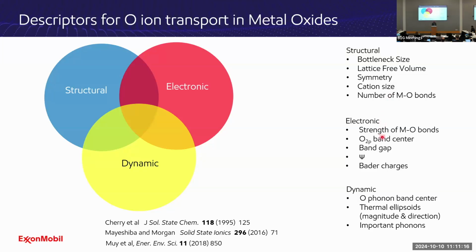Then there's a category that I would call electronic descriptors, which describe the strength of the metal oxygen bonds. And you can relate this to other features of the electronic structure, things like the band gap, charges on the cations, charges on the anions, exactly. We're going to maybe naively assume that everything's 2- on the oxygen, but you can actually look at the small changes around that, and that might tell you something about the bond strength. And the O2P band center, for example, is another commonly used descriptor now.